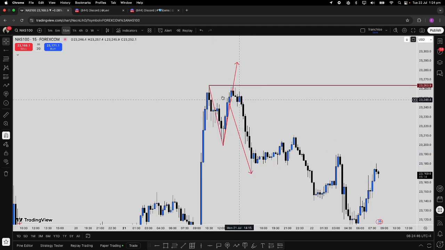Alright, highest probability move is this move lower. So forget the 15-minute chart. This is your daily chart. Alright, daily. We're definitely going to drop lower. This is your 4-hour chart. Definitely going to drop lower. So you can short into this move.